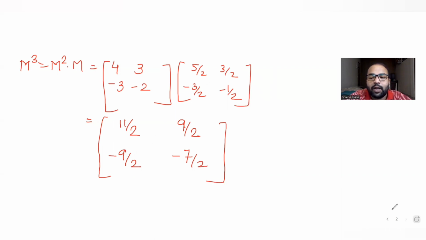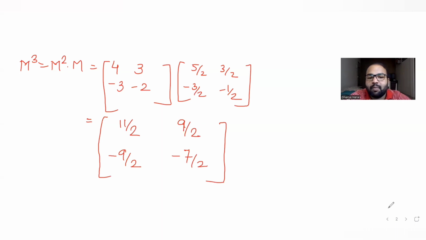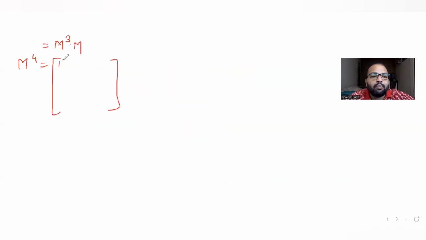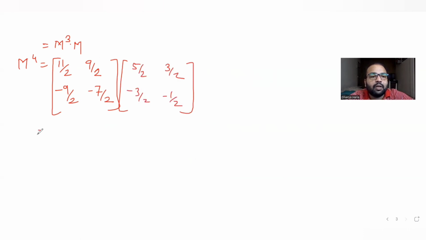Now if I find M4 also, it is nothing but M cube into M. M cube we have already got with us: 11/2, 9/2, -9/2, and -7/2. Further, multiply with M, which was 5/2, 3/2, -3/2, -1/2. Okay, let's try to solve this.